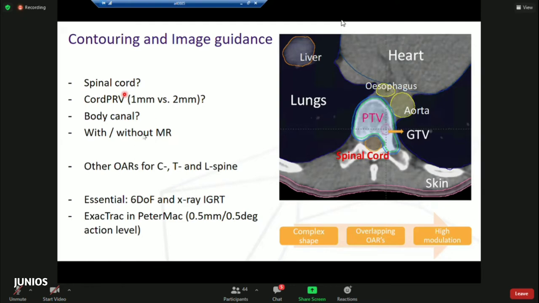And for other areas, it really depends on which part of the spine you're treating, the C-spine or L-spine, and it includes esophagus and all the GI structures, including brachial plexus in some cases. For the CyberKnife, X-ray IGRT is essential in order to deliver that. And we're using ExacTrac, and we actually have a very thorough action level of 0.5 and 0.5, which is the same as the SRS scenario.